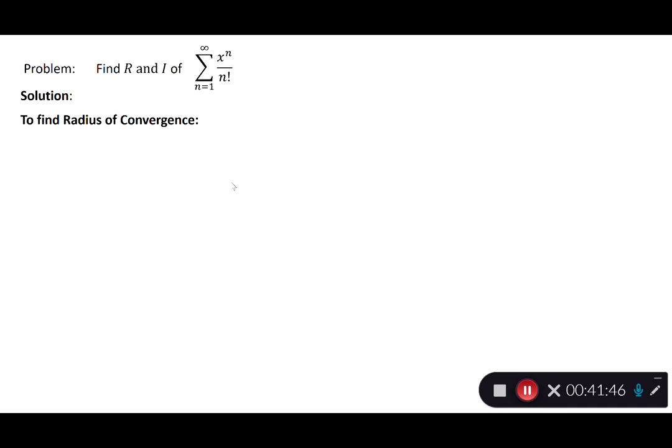Okay. Cool. I don't think this problem is in the book, so I just made it up. Okay, find RNI of x to the n over n factorial. Let's apply, oops.